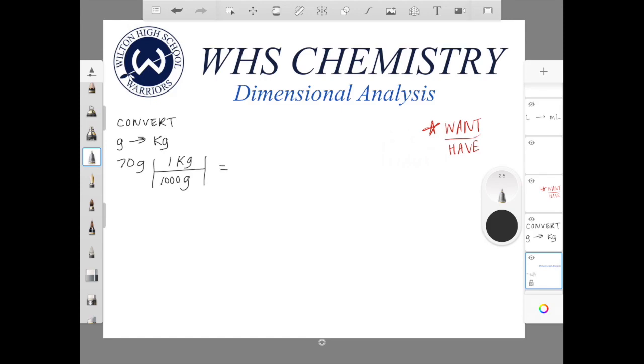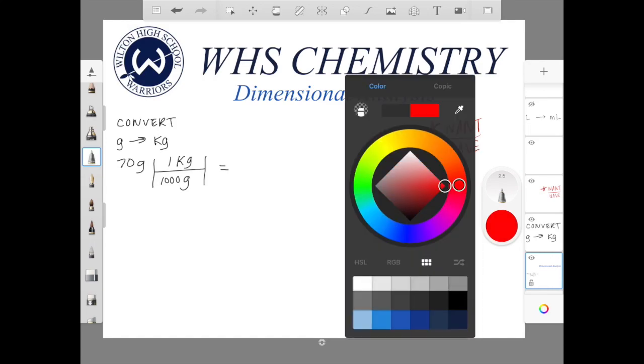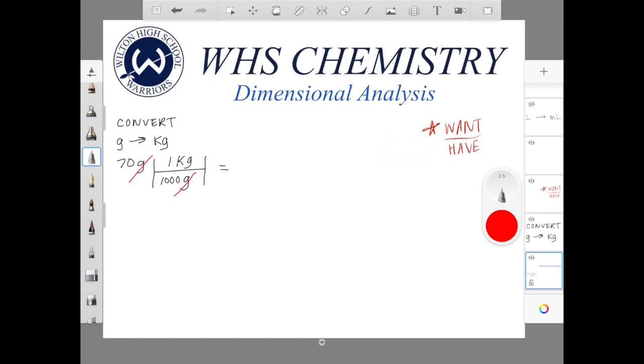And then we see how that ends up canceling out our grams and our units. Then we do the multiplication and the division: 70 times 1 divided by 1,000 gets us our answer of 0.07 kilograms. So that is how you would convert from grams to kilograms using dimensional analysis.